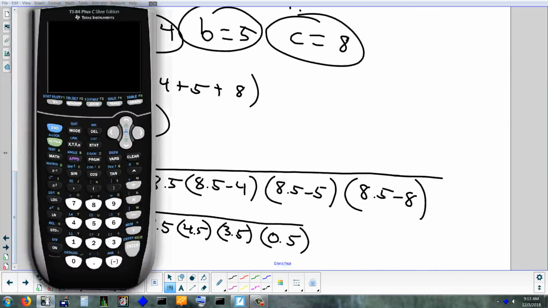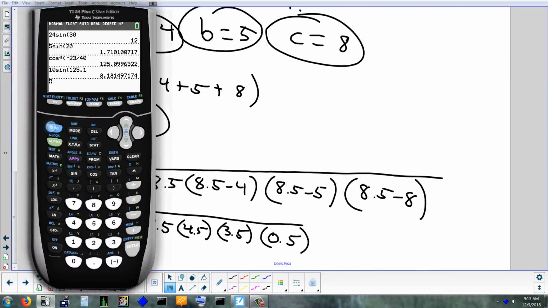Okay, so let's turn it on. Take the square root of 8.5 times 4.5 times 3.5 times 1/2. Right? And we get almost the same answer, not quite. Why is that answer a little different? There's a reason. This is the exact answer, what we just did. That is correct. I mean, our other one was correct, but something happened there that caused it to be a little off. Yep. When we rounded that 125.1.